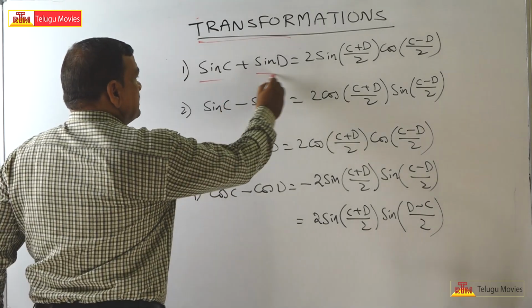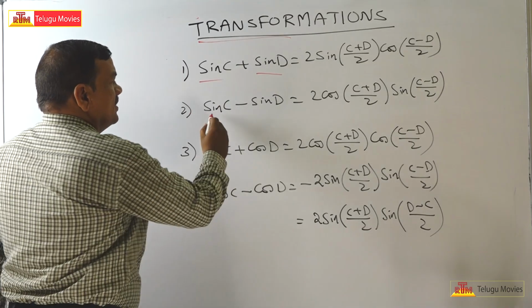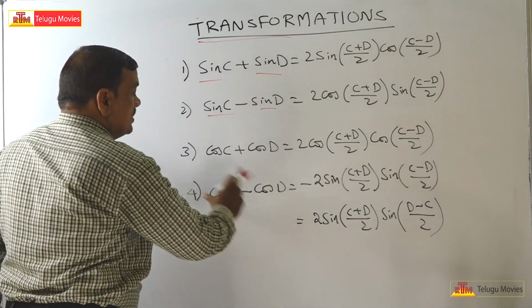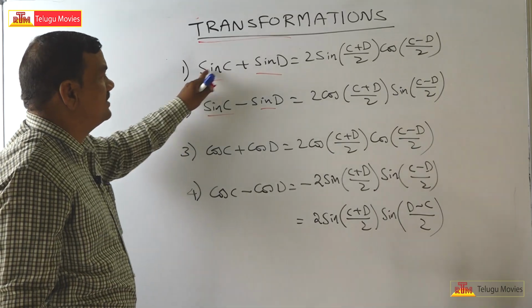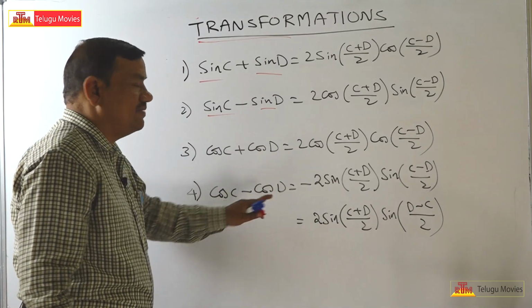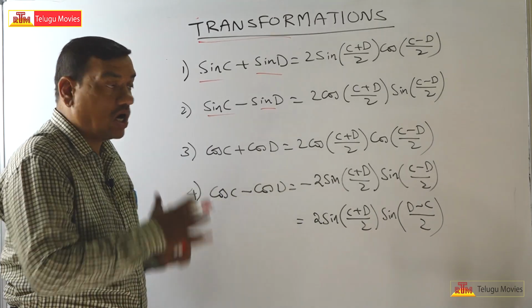First sin C plus sin D, sin C minus sin D, cos C plus cos D, cos C minus cos D. Sin C plus sin D, sin C minus sin D, cos C plus cos D, cos C minus cos D. That you have to remember, that order.